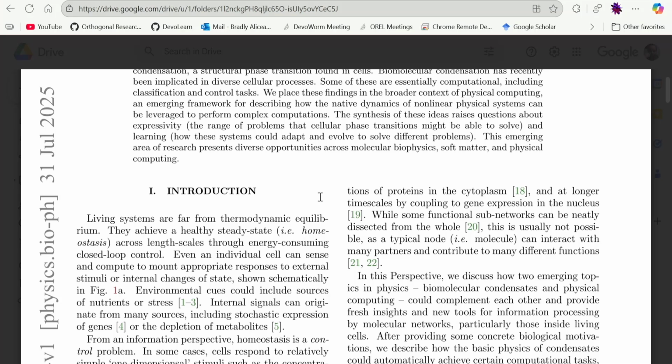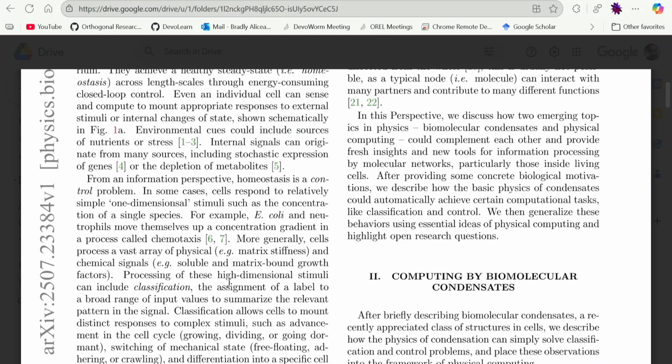And so they go on, even an individual cell can sense and compute to mount an appropriate response to external stimuli or internal changes of state, shown schematically. They were going to show this in figure 1. And then they talk about different signals, environmental cues, and internal signals. And these can be of many different types. And so, we have nutrients and stress coming in from the environment, and then stochastic expression of genes and the depletion of metabolites coming from internally.